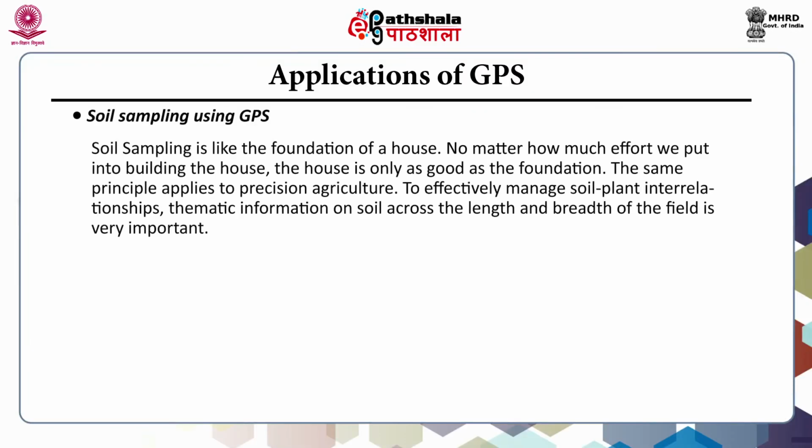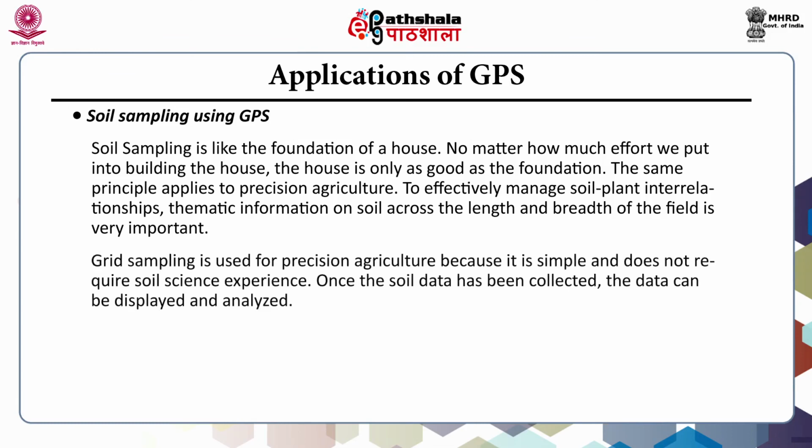The soil sampling is like the foundation of a house. No matter how much effort we put into building the house, it is only as good as the foundation. The same principle applies to precision agriculture. To effectively manage soil-plant interrelationships, thematic information on soil across the length and breadth of the field is very important. Grid sampling is used for precision agriculture because it is simple and does not require soil science experience.